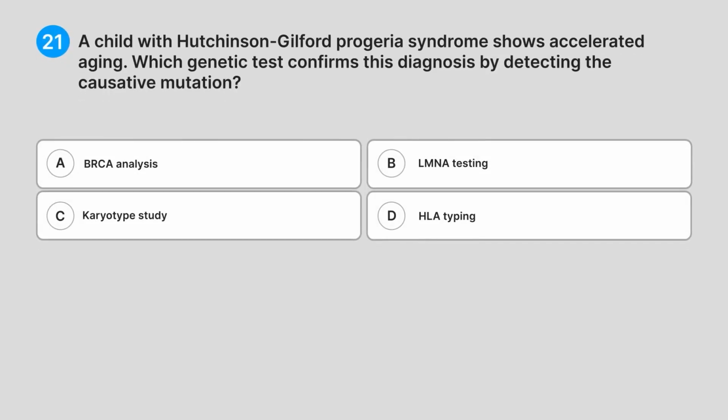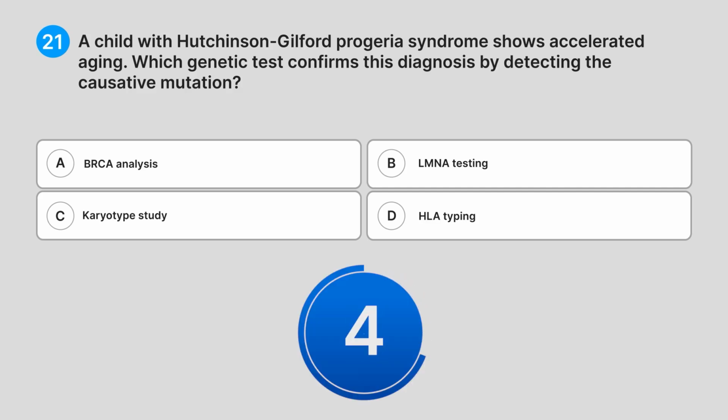21. A child with Hutchinson-Gilford progeria syndrome shows accelerated aging. Which genetic test confirms this diagnosis by detecting the causative mutation? A. BRCA analysis. B. LMNA testing. C. Karyotype study. D. HLA typing. Can you guess the answer?